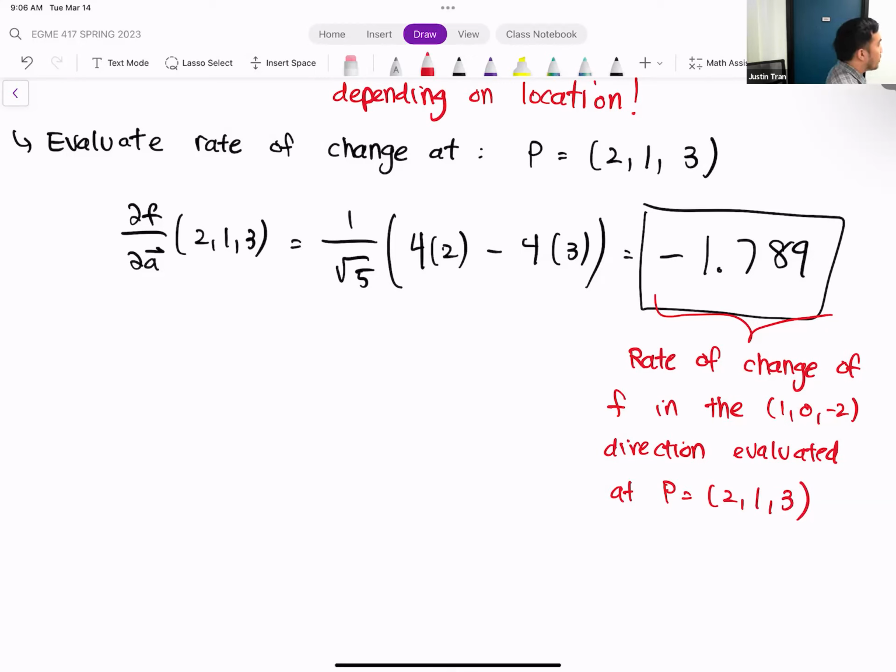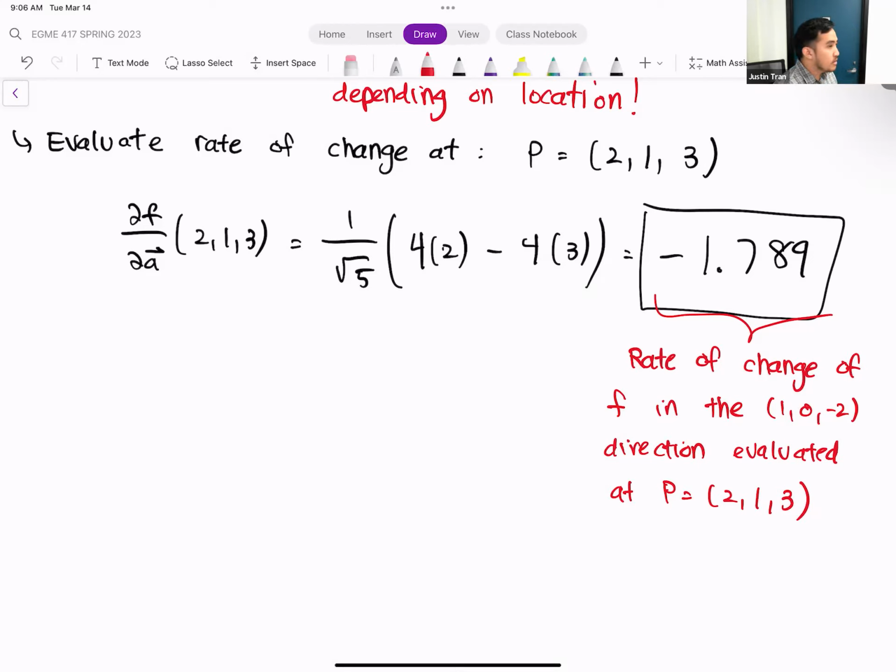Right, so you're standing on a hill, in this case a 3-dimensional hill, and you want to find the steepness of the hill in a certain direction. If you're standing at a certain point on the hill, you want to find its exact steepness in that direction. That's what this represents.